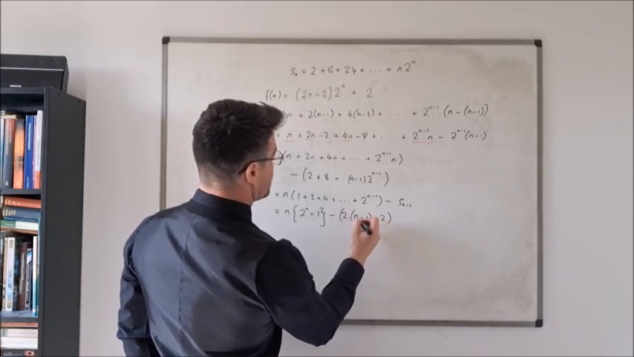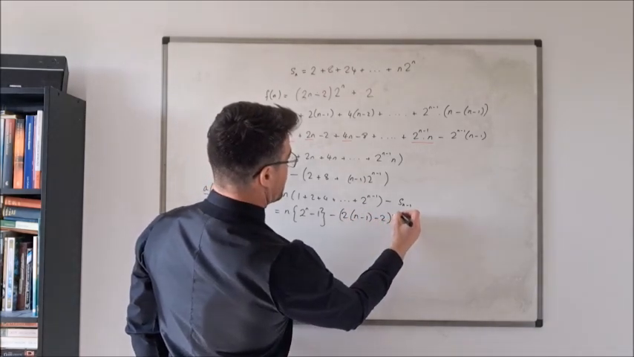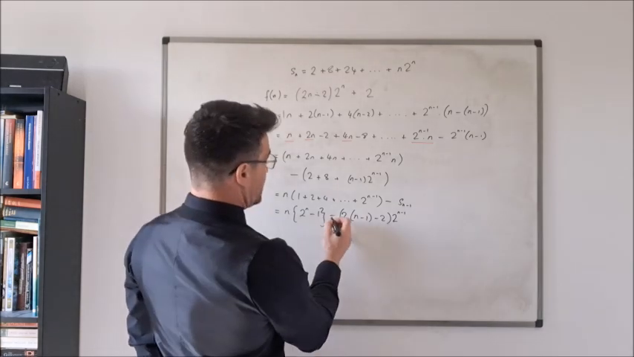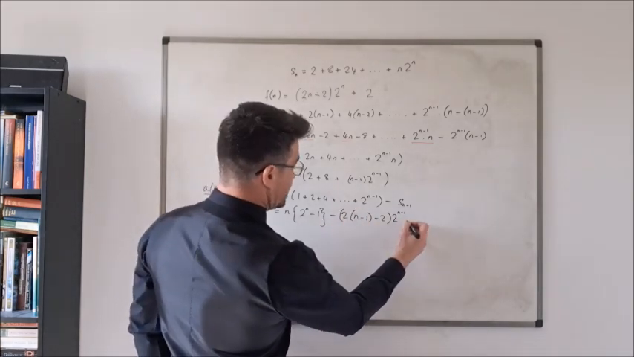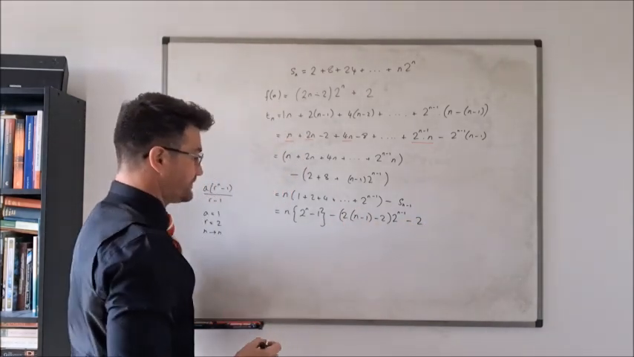is equal to n times (2 to the power of n minus 1), minus (2 times 2 to the power of n minus 1 minus 2). Okay?